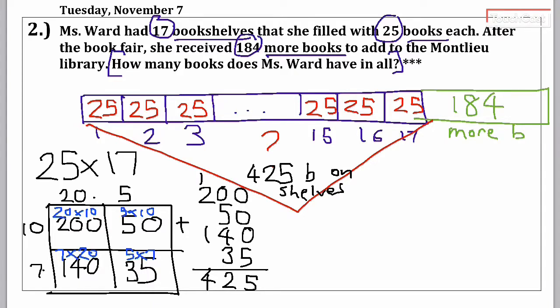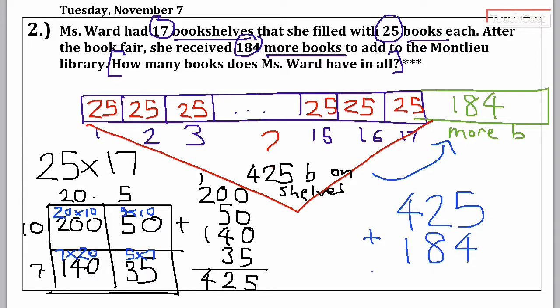Now, are we done with the problem? Nope, because don't forget, we have 184 more books that she received. So what I'm going to do is take all those books on the shelves, 425 shelf books, plus that additional 184. 5 and 4 is 9. 2 and 8 is 10. 4 and 1 is 6. So all together, and I'm going to circle my number because I have a lot of numbers here, and I have to be sure I can tell my teacher what my final answer is. You should have 609 books in all.